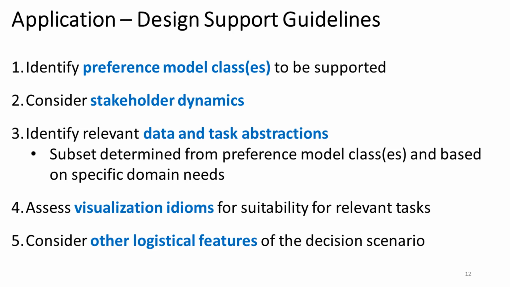Relevant questions include whether stakeholders are equally important in the decision process and whether they can be grouped by background or group role. Once the relevant preference model classes have been identified, the corresponding subsets of the data and task abstractions can be examined. Priority for task support can then be determined by considering whether the tasks are equally important to the decision domain.